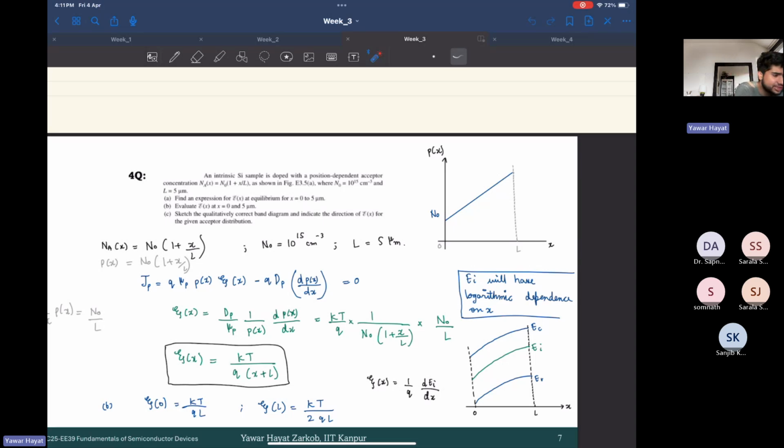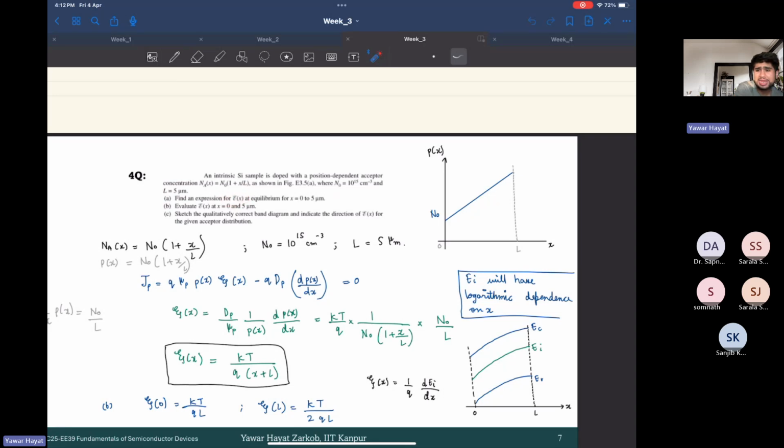See, this is an intrinsic silicon sample doped with a position-dependent acceptor concentration, Na of x equal to N naught times 1 plus x by L, as shown in this particular figure. Your N naught was 10 to the power 15 per centimeter cube and L was 5 micrometer. So you need to find an expression for E of x at equilibrium.